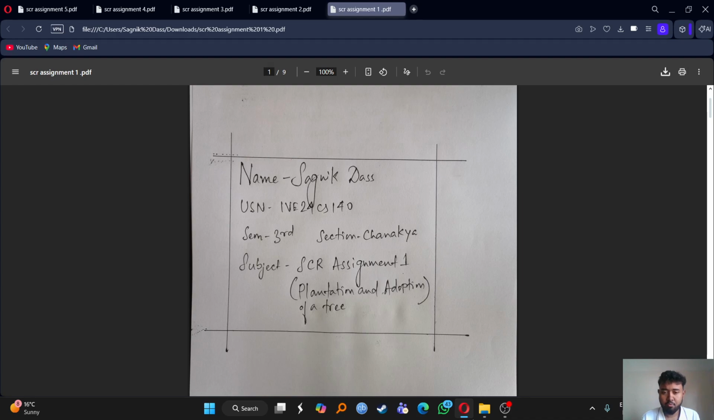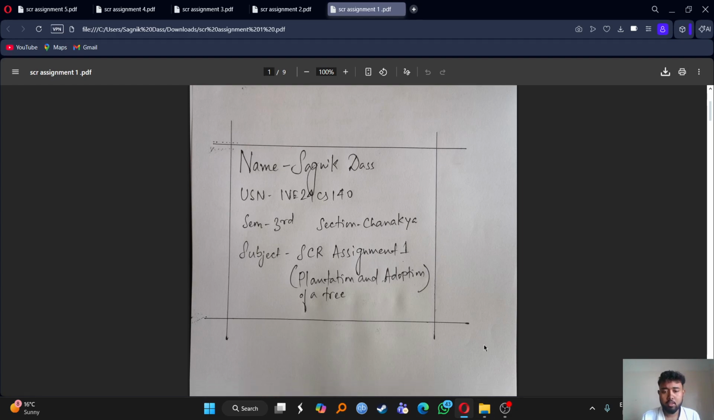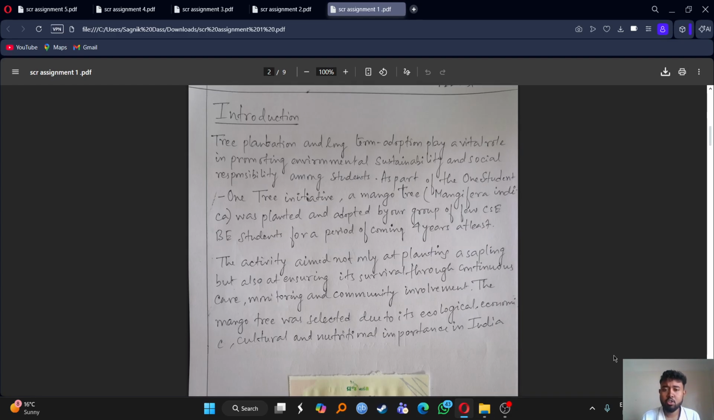Today I'll be presenting some of the SCR topics that have been assigned to me as a part of the SCR activity of VTU. There are five modules and the first module goes like plantation and adoption of a tree. In this module, I have done the activity of adopting a mango plant as a part of my initiative, in which I took one mango plant sapling in my nearby area to grow it for the coming 4 years at least, the coming graduation 4 years.